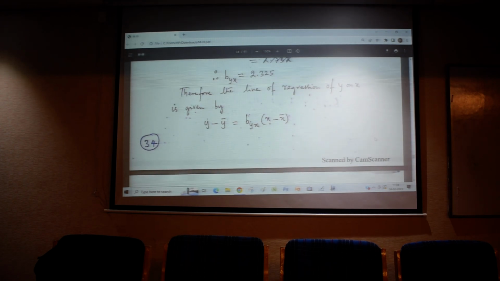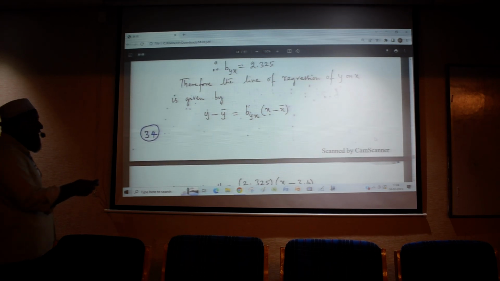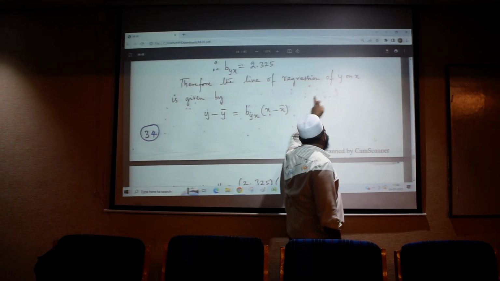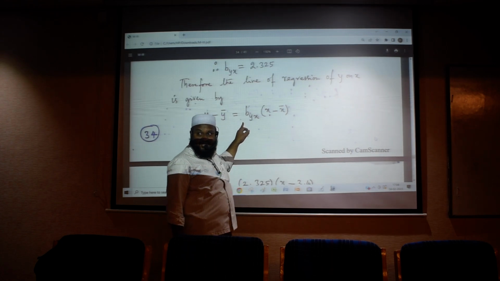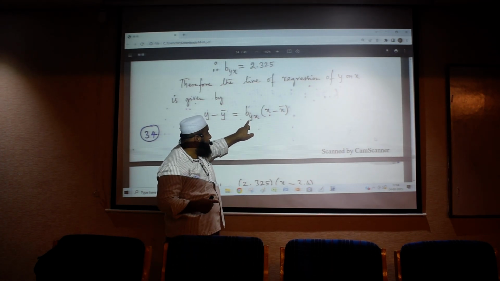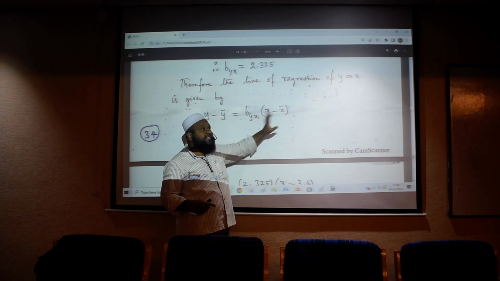Therefore, the line of regression of y on x. So you start with y: y minus y bar is equal to byx, the coefficient of regression of y on x, times x minus x bar.